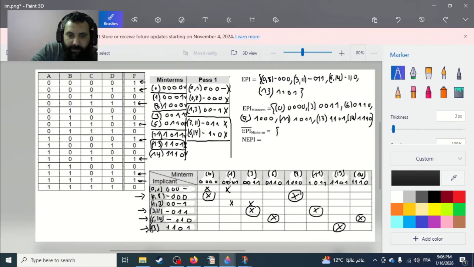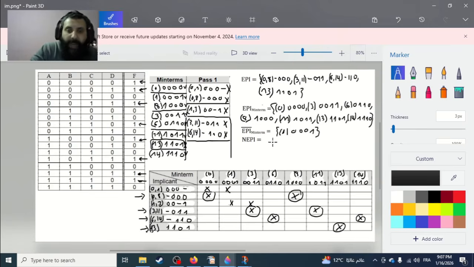You can see here, yes, the 1 is covered by the 2 non-essential prime implicants. Okay, very good. We find it. We have the 1, which is not covered. This is the process. You have to find which minterm is not covered by the essential prime implicants. In this case, we have only 1. This is the 1 minterm, 0, 0, 0, 1. Very good.